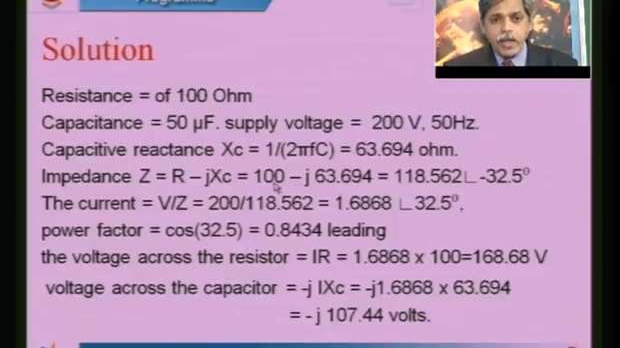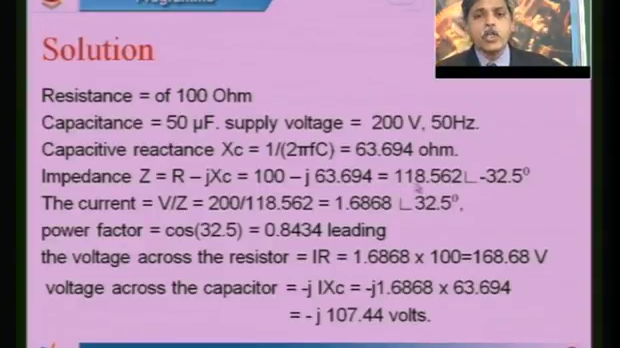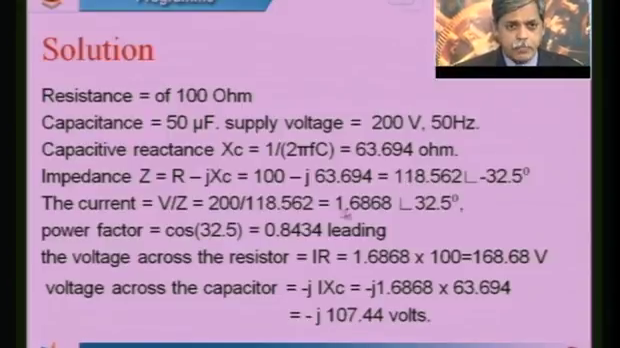So now, converting this into polar form, that is magnitude-angle form, I will be getting 118.562 at an angle of minus 32.5 degrees. For this conversion, as I told you, you can use the Pythagoras theorem or you can use a calculator.